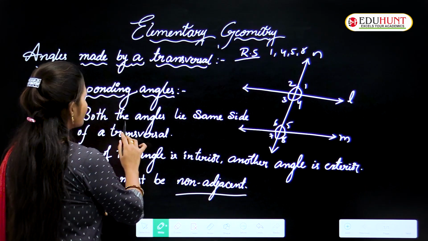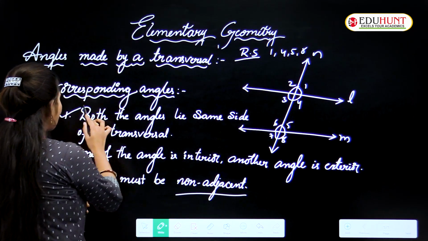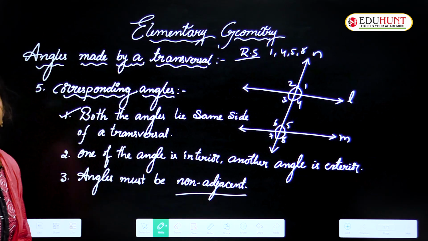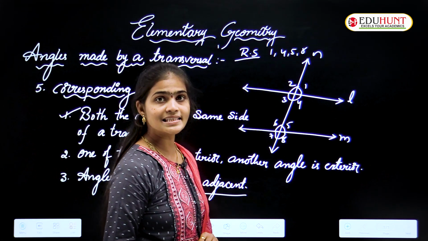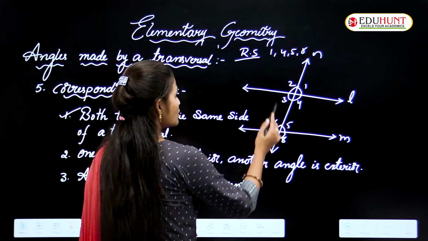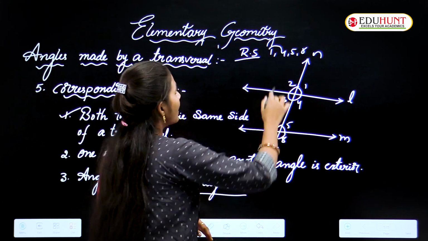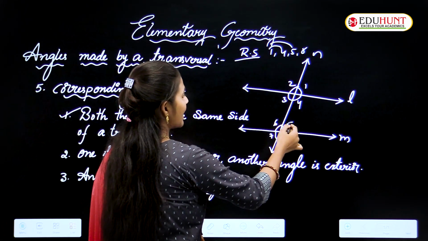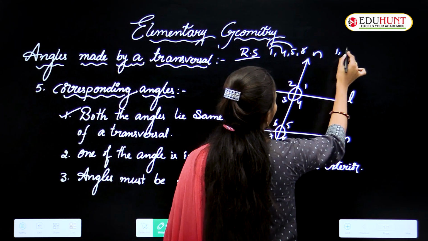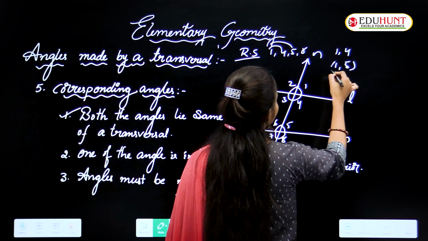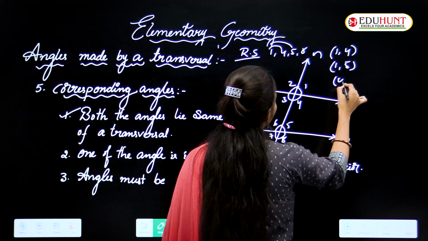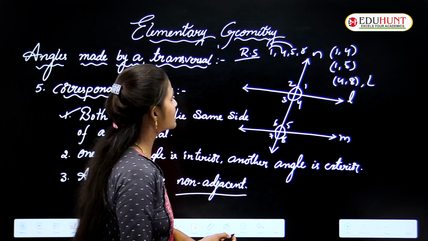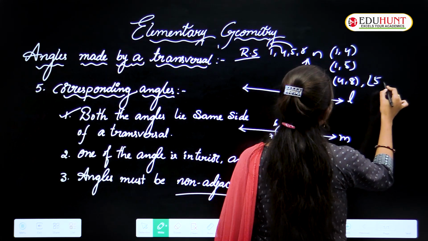So the first point, lying on the same side of a transversal, is completed. Come to the second one: one of the angles is interior, another one is exterior. So we can consider 1,4 and 1,5 also we can take. Next 4,8 and 5,8 also we can take. 1,4, 1,5. Next 4,8, where one angle is exterior and another is interior, and 5,8.